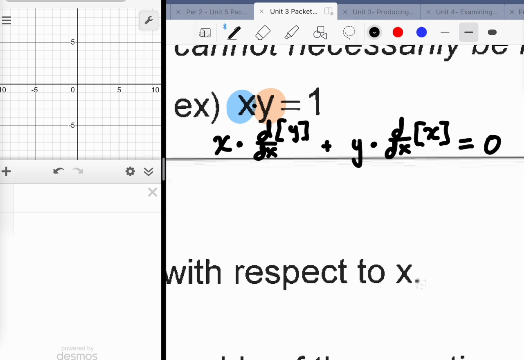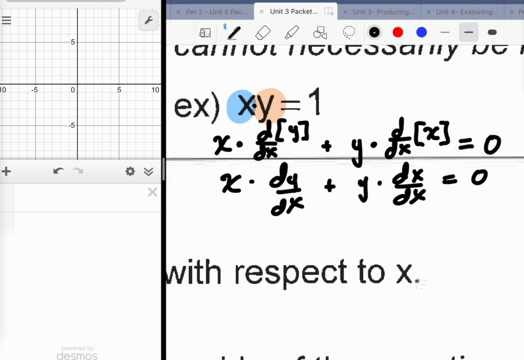So then what we would do is solve this for dy dx, because ultimately that's what they're asking for. I use the bracket notation, but this could easily be written as x times dy dx plus y times dx dx is equal to 0. So then you look at it and evaluate it based off of the universe that you're in. That goes to domain and range. Do you know what the x values really are, what the y values really are?